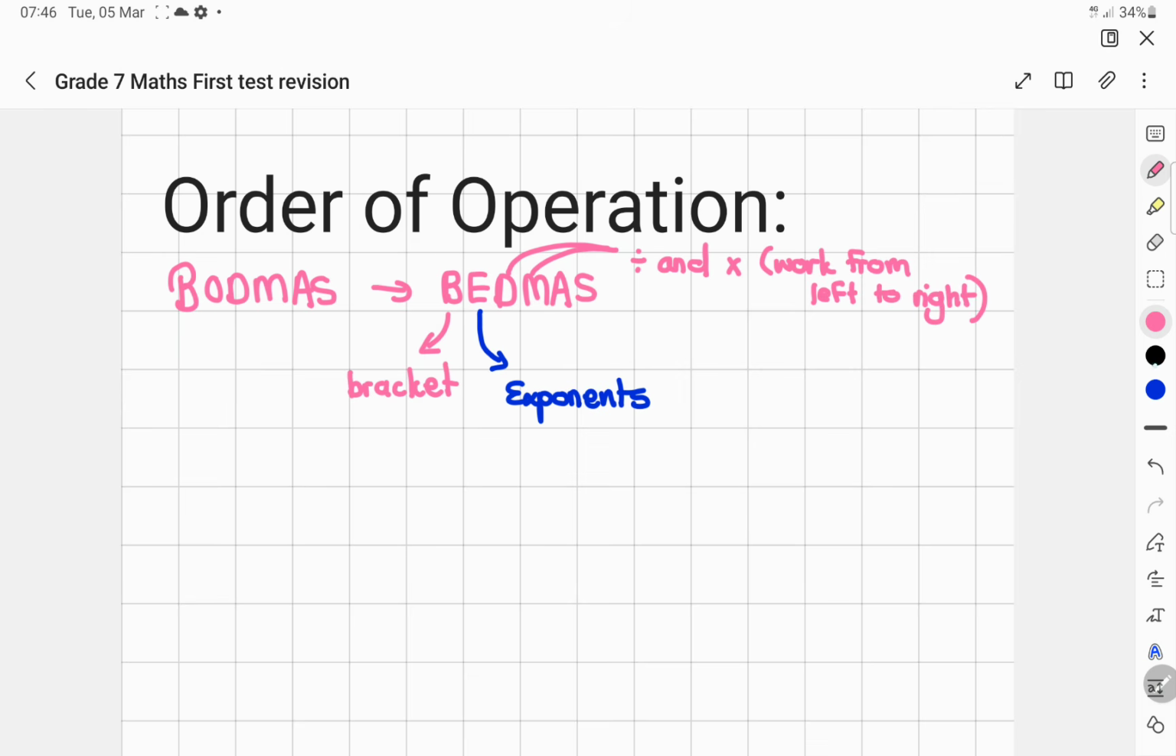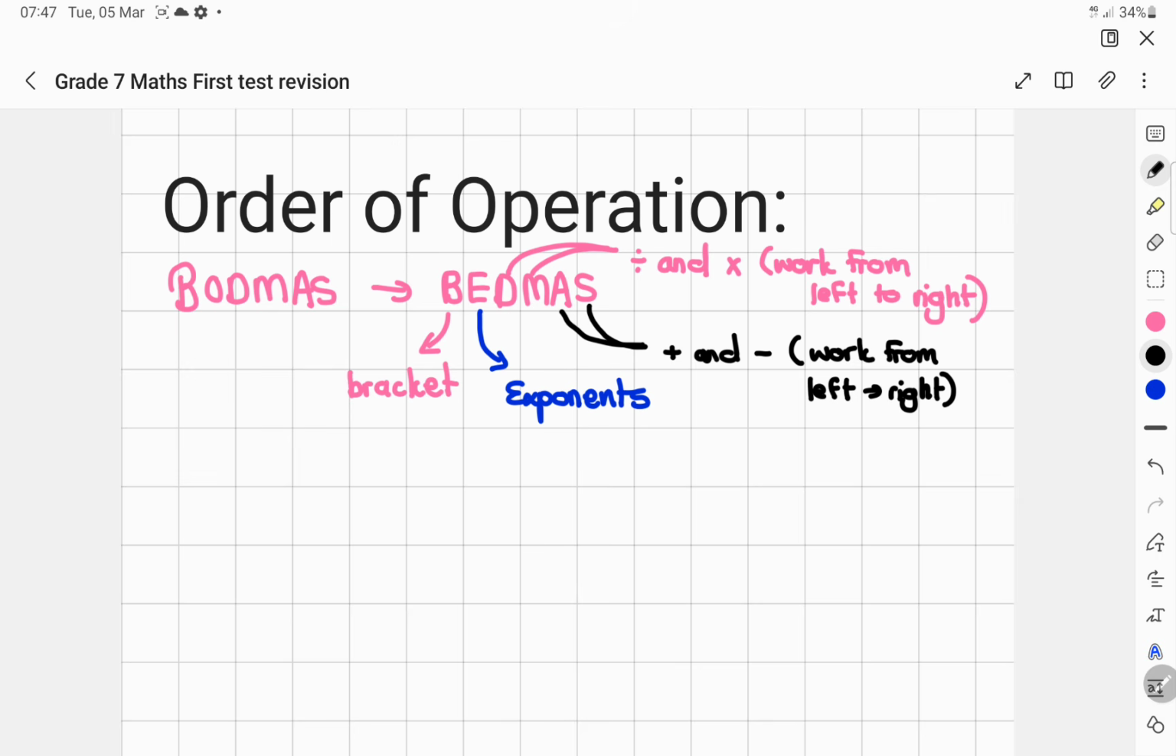Okay, then the same with the addition and subtraction. They are on the same ranking page, or they're the same strength. So the positive and the negative, again, if you're left with just positive and negative, you work from left to right. Okay, and that is your order of operation.